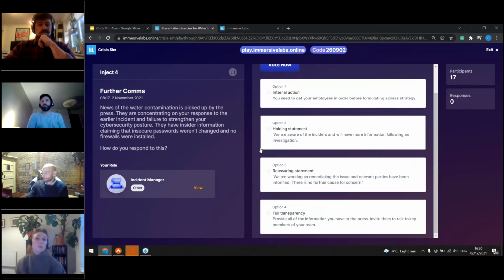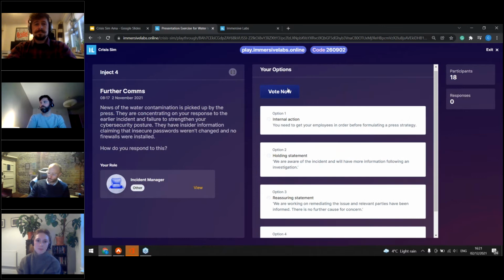We've got a first option of internal action. So someone has obviously leaked this to the press. We need to get that in order before we can even consider formulating a press strategy. We've got a holding statement, so we can be very generic: we are aware of the incident and we'll have more information following an investigation. We've got a reassuring statement: we are working on remediating the issue and relevant parties have been informed. There is no further cause for concern. Or full transparency. So do you want to provide all the information you have to the press and invite them to talk to key members of your team?